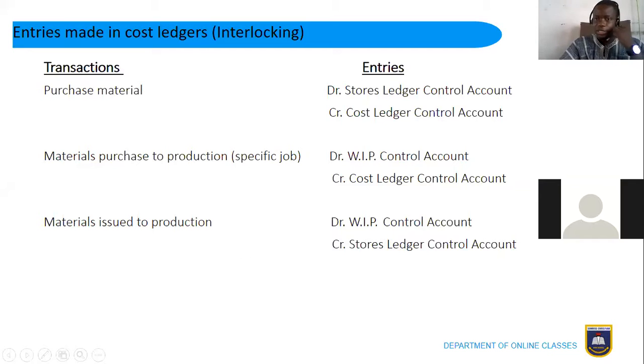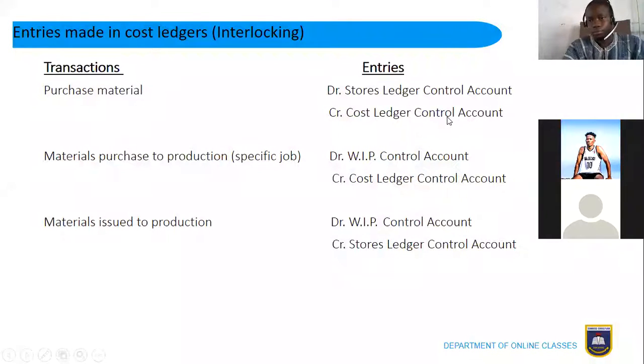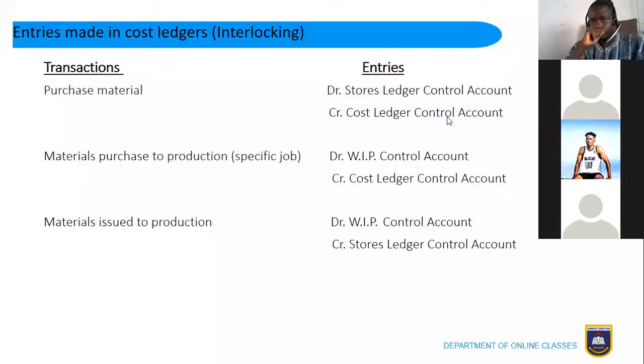We debit store's ledger control account, and then we credit our cost ledger control account. Why do we have to debit store's ledger control account when we purchase material? So because materials were purchased, the materials that are purchased are being brought to the store. So the store ledger control account is to be debited.